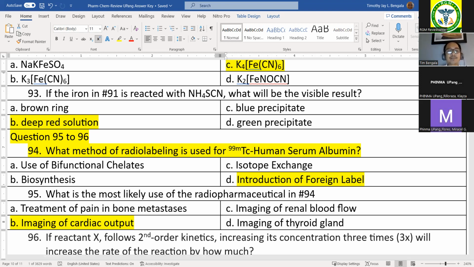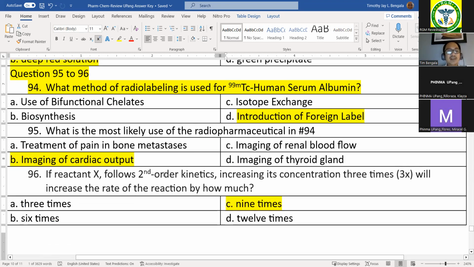Okay? So number 96, if the reactant follows second order, if you increase the concentration 3 times, so you raise it, no? So 3 squared. So 3 squared will give you 3 times 3, 9 times. Okay? So when you increase yung concentration 3 times, it will increase by the square of how much you increase it to.